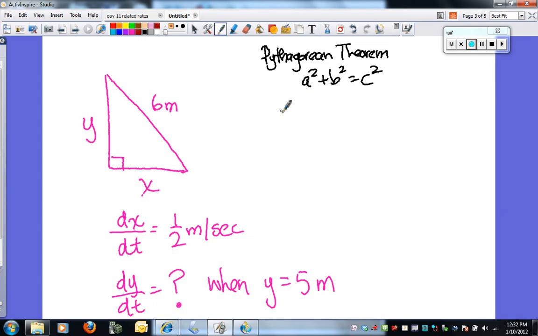So what I'm going to put in there is x squared plus y squared. But since this is a constant, it's the only reason why I can put it in at this point, 6 squared. So now I have my equation.